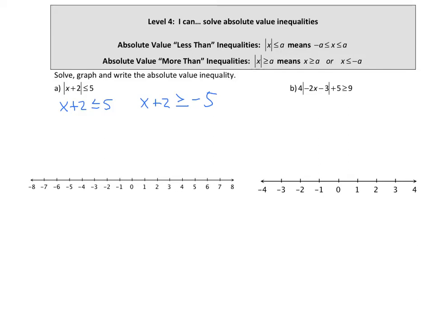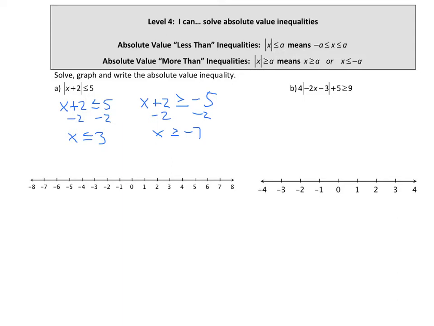So I start with my left-hand inequality, subtract 2 from both sides, and we get x is less than or equal to 3. And then in my other equation, I subtract 2 from both sides, and we get x is greater than or equal to negative 7. And then I graph it.